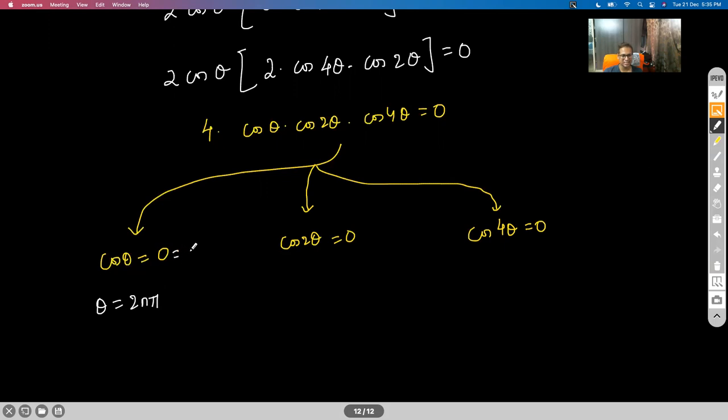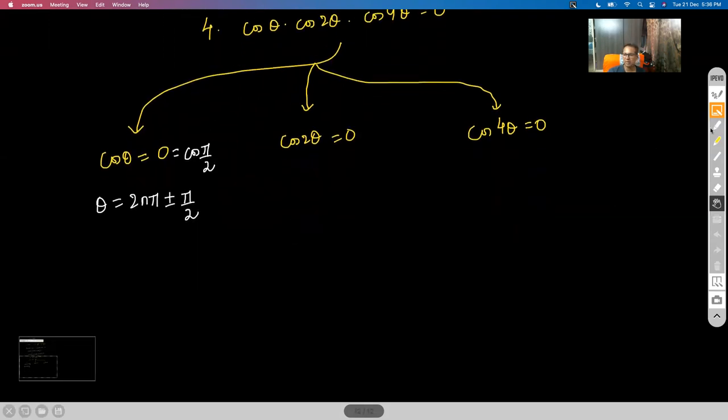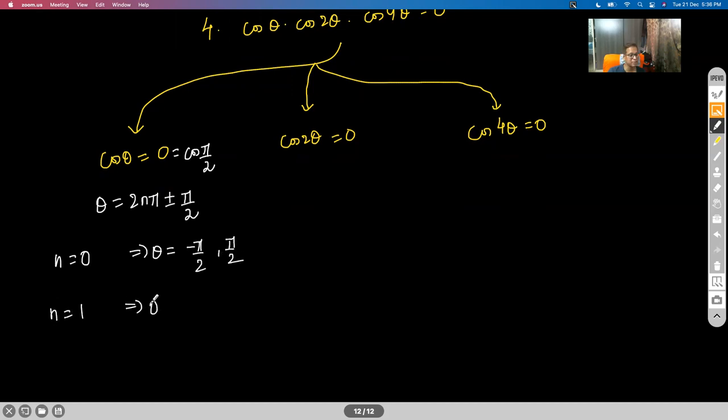Now, the general solution for this will be theta equal to 2n pi plus minus pi by 2. Please note that 0 means cos pi by 2, right? Now, all of you, please pay attention. Something very important I would like to discuss over here. When you say 2n pi plus minus pi by 2, if you start putting dummy values for n, let's say n as 0, that will give you theta as pi by 2 and minus pi by 2. When you put n as 1, that will give you 2 pi minus pi by 2, which is 3 pi by 2, and 2 pi plus pi by 2, which is 5 pi by 2. Similarly, if you put n as 2, you will get 7 pi by 2 and 9 pi by 2. Sorry, I'm so sorry, 7 pi by 2 and 9 pi by 2.